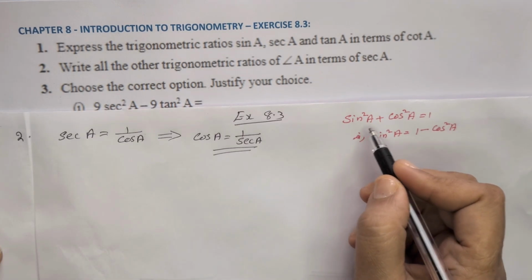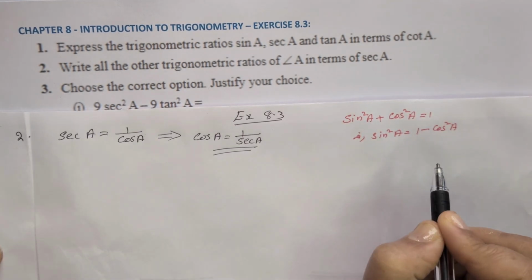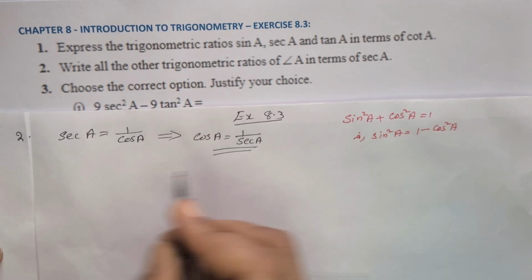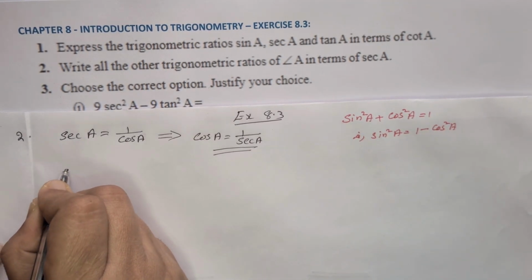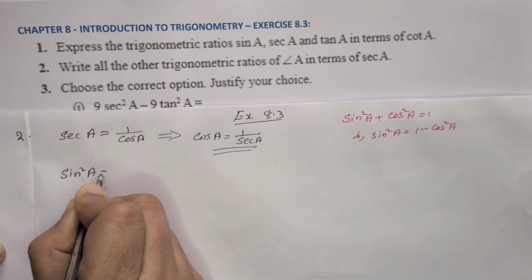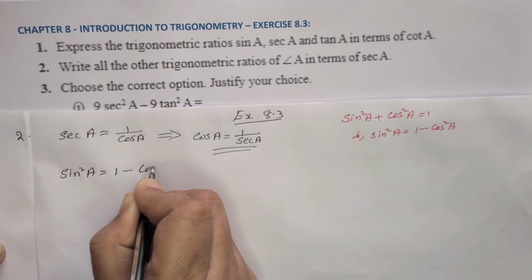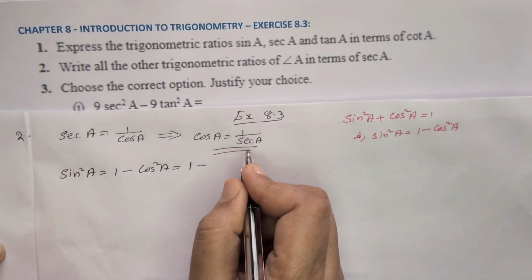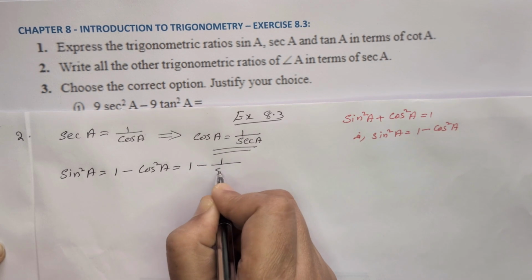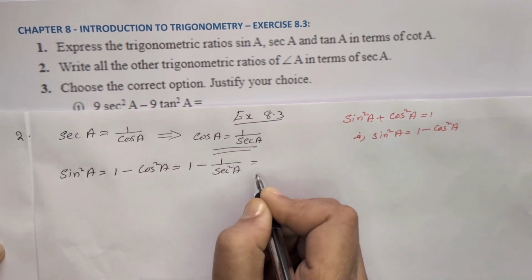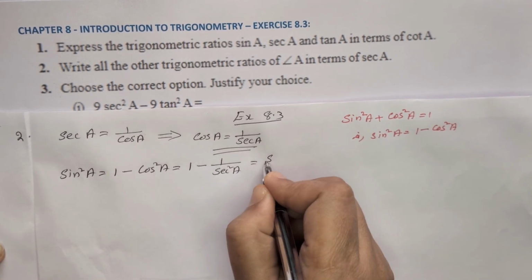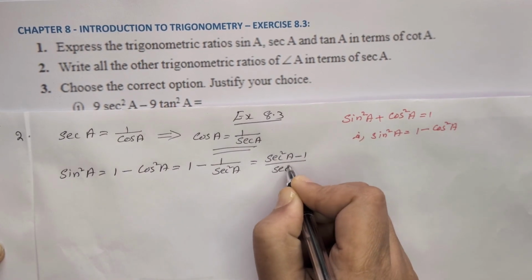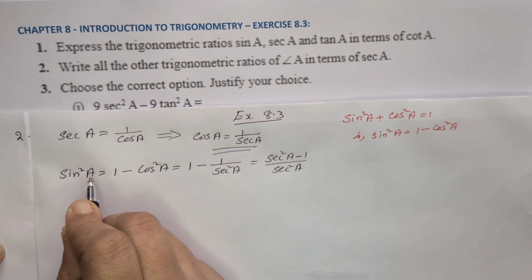Then use the first identity. Sin square A plus cos square A is equal to 1, which means sin square A is equal to 1 minus cos square A. Here cos A is 1 by sec A, so cos square A is 1 by sec square A. Take sec square A as the denominator. So sec square A minus 1 by sec square A, that is sin square A.